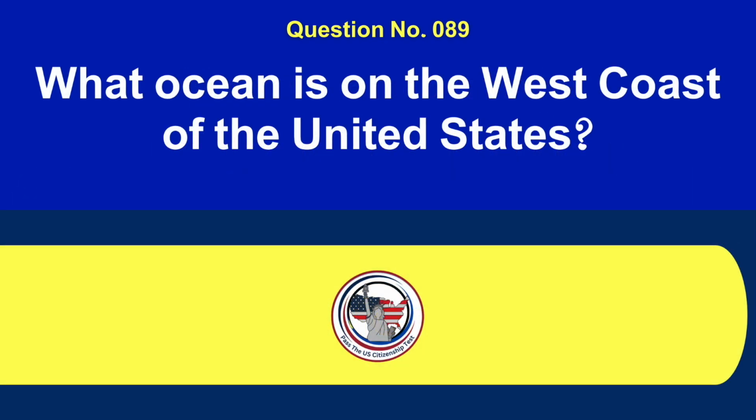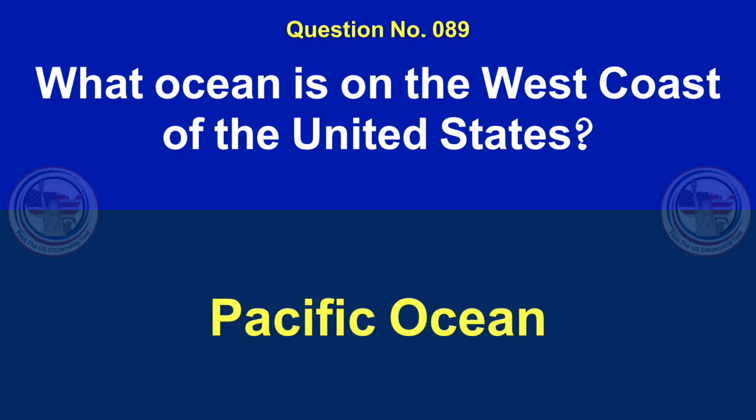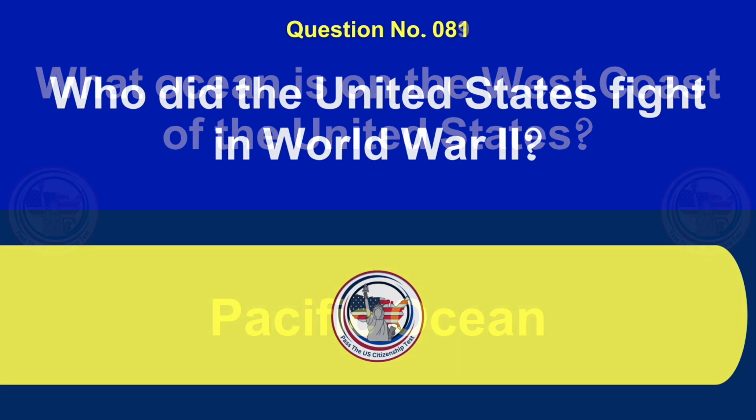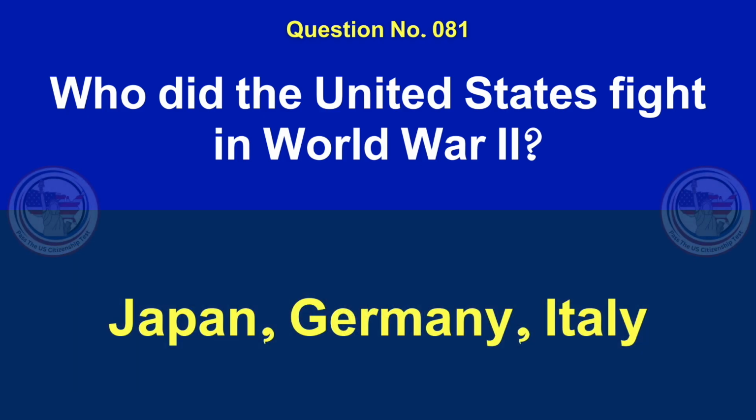What ocean is on the west coast of the United States? Pacific Ocean. Who did the United States fight in World War II? Japan, Germany, and Italy.